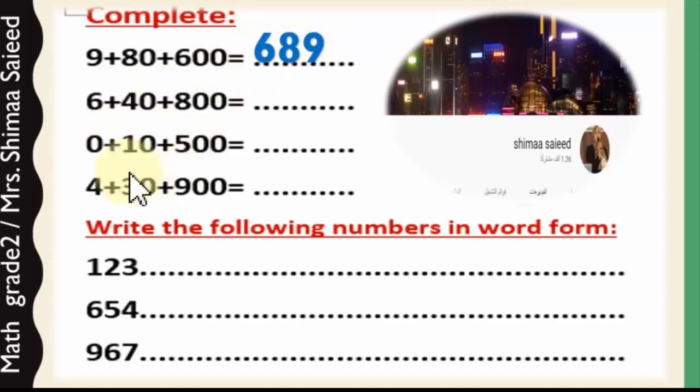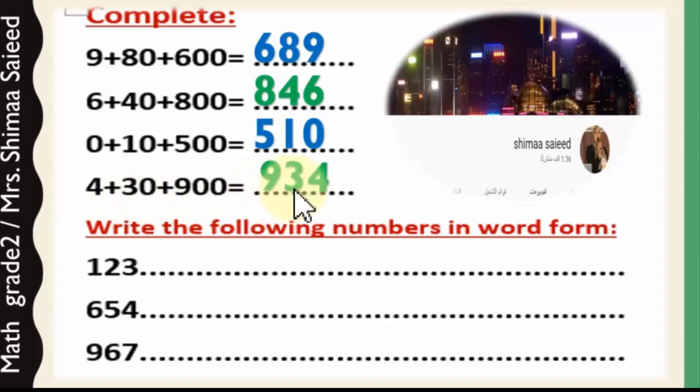Pay attention for the values of the numbers. 6 plus 40 plus 800. We will write the number as 846. 0 plus 10 plus 500. Who can tell me? Excellent, 510. 4 plus 30 plus 900. 934.